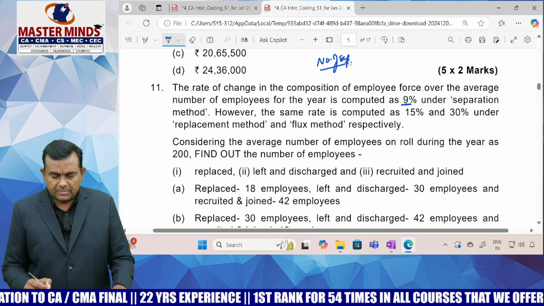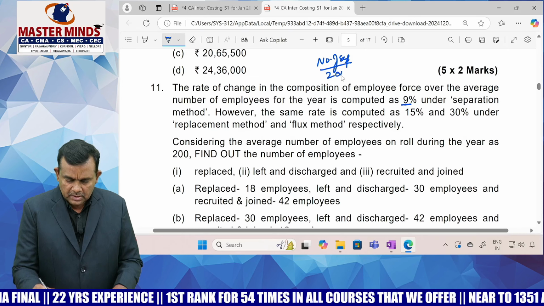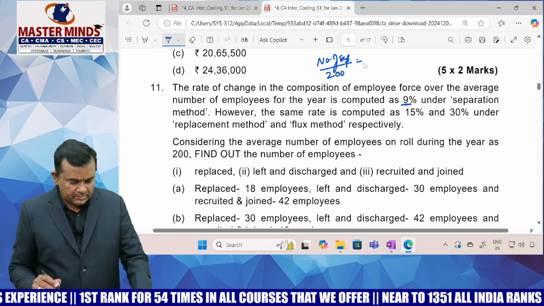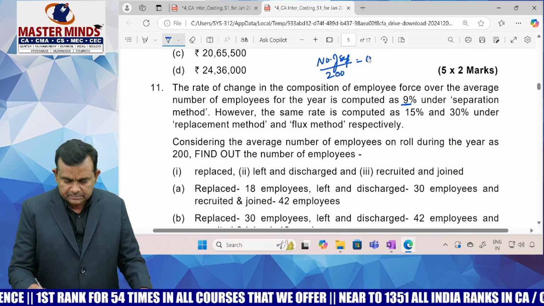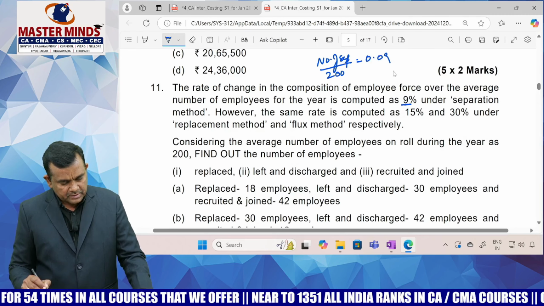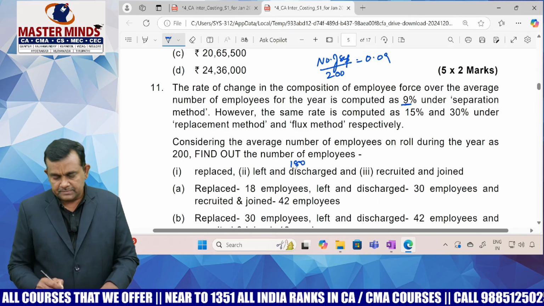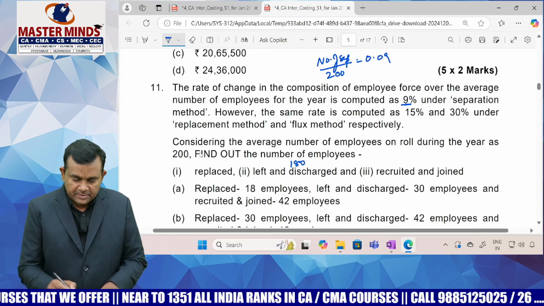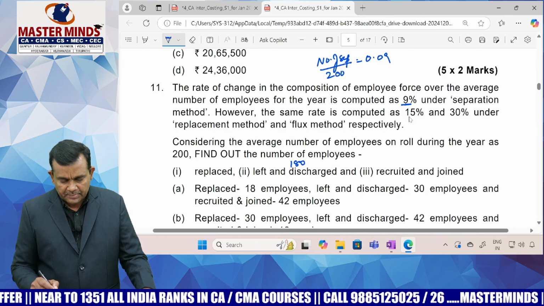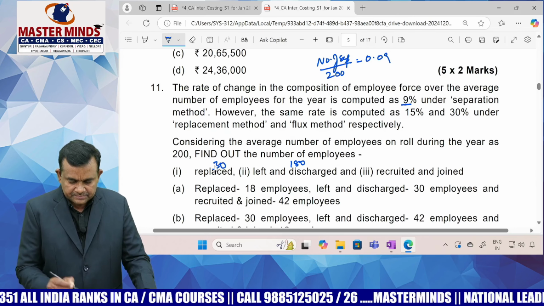divided by average number of workers. Average number of workers 200 is equal to 0.9% means 9 divided by 100, 0.09. So cross multiplication, 200 into 0.09 is equal to 180. So 180 left and discharged. Next, 15% replacement, 15 divided by 100, that is 0.15 into 200, that is 30 replacements.